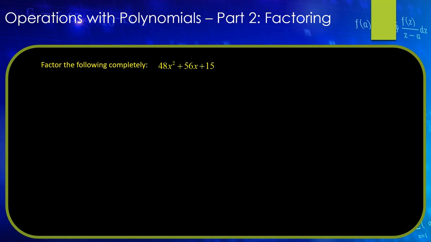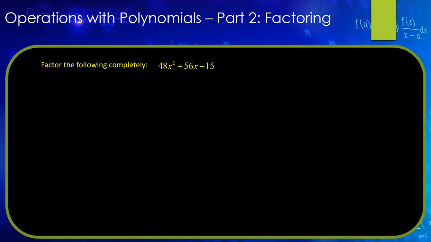As with the previous example that you worked on, there's no x's that'll divide out of all three terms, and 48, 56, and 15 do not all three of them have factors in common. I mean, if I look at between two of them, I might be able to find some factors in common, but for all three of them, that doesn't happen.